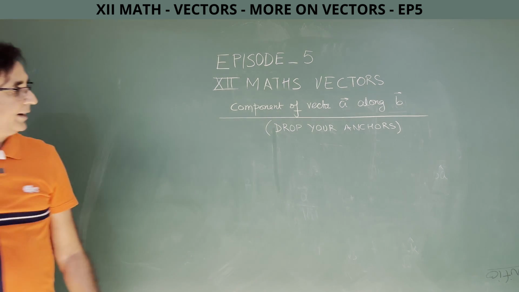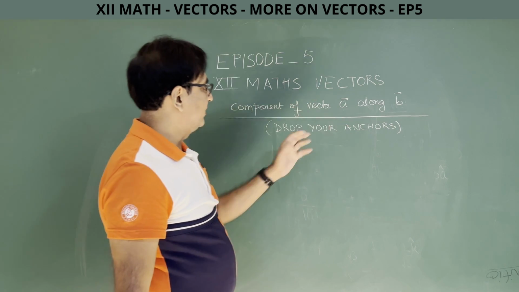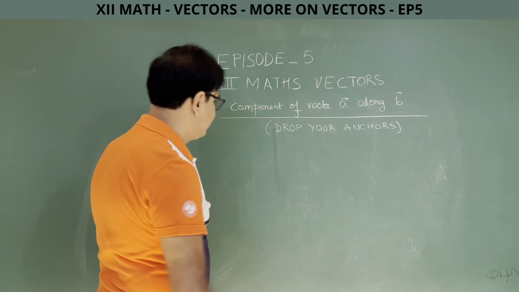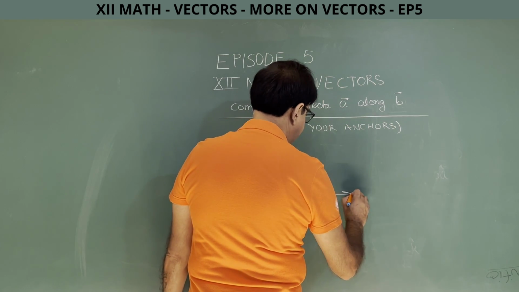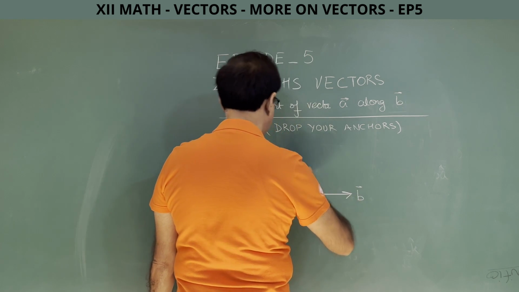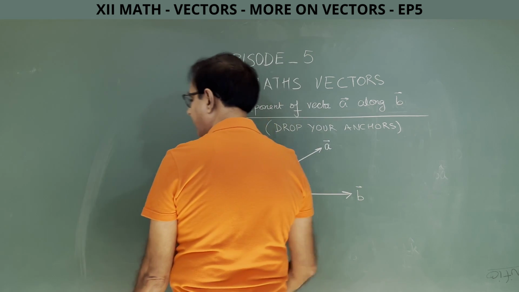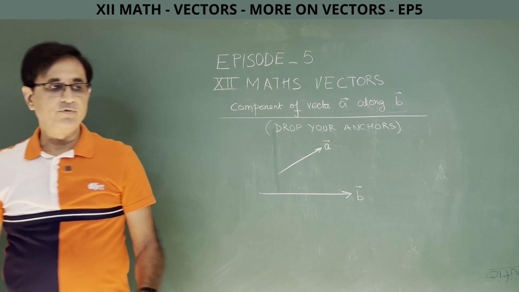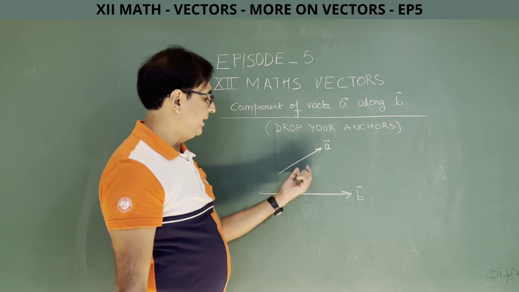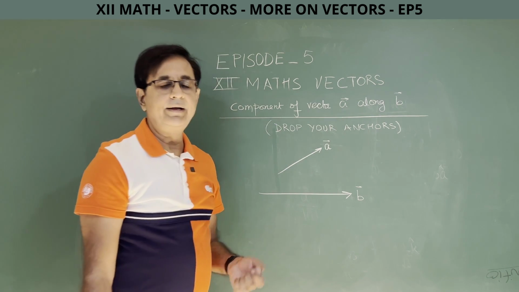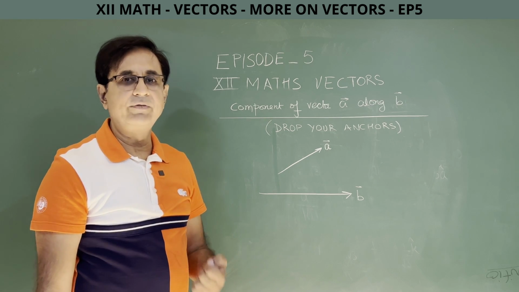So how do you find the component of vector A along vector B? Drop your anchors. See here, this is vector B given to you. This is vector A. Alright, so they have a certain angle between them. Now you want to find the component of vector A on vector B. How do you find it?